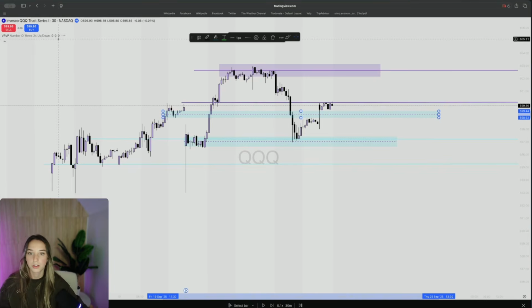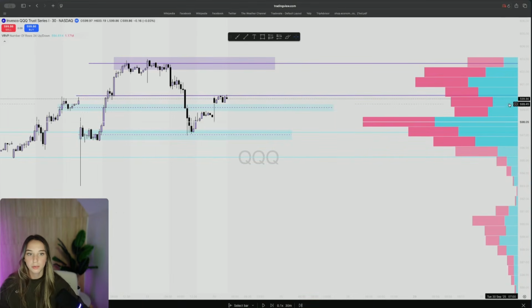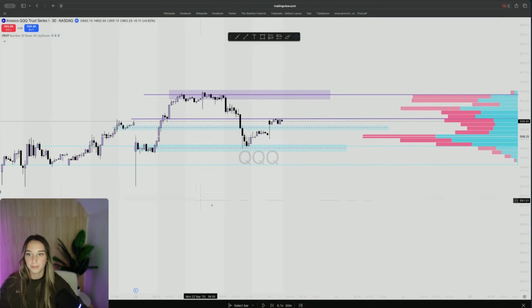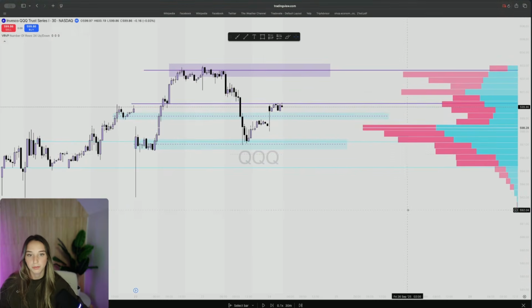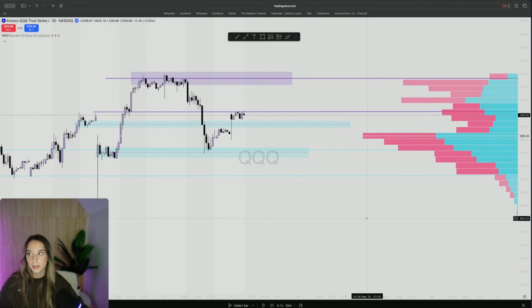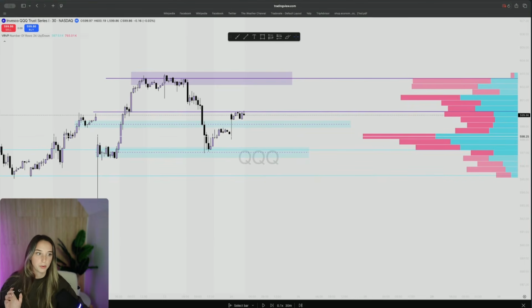Now what I'm going to do is turn on volume. So this is the visible range volume profile indicator on TradingView. You can just find it if you search up visible range volume profile, and you want to use the one that's by TradingView. Now what this gives us is right here we see the volume high area.